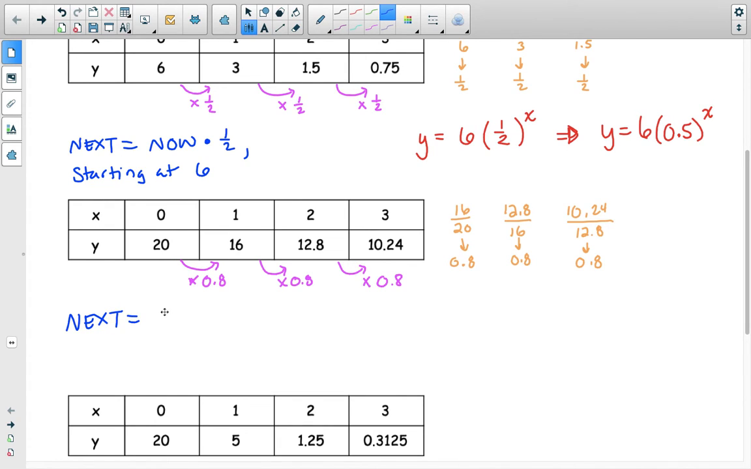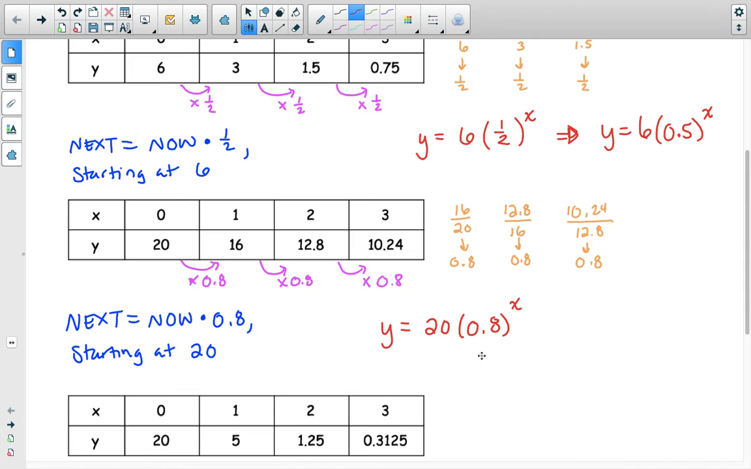I would take my 10 and 24/100, what I have now, and I would multiply by 8/10, knowing that I'm starting at the y value of 20. So my exponential decay equation will be y equals, I am starting at 20, and I am multiplying by 8/10 each time. And so it's each time, so I'm raising it to the exponent of x.